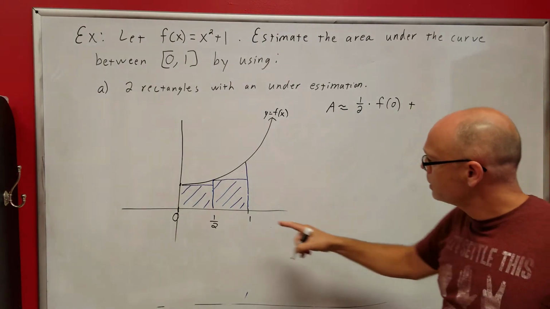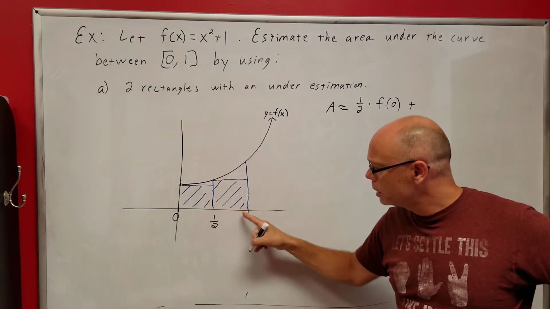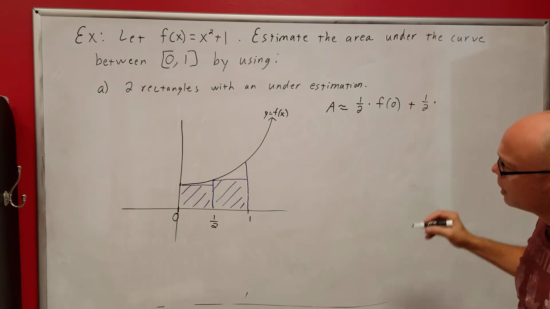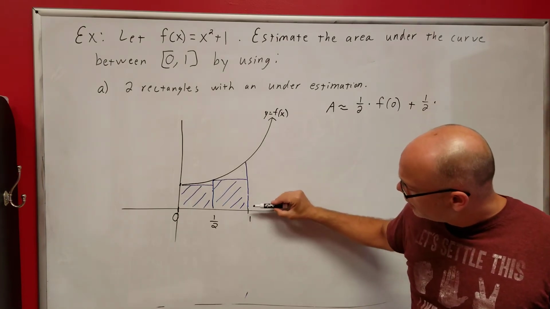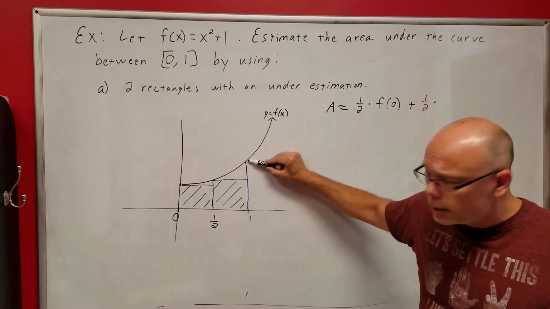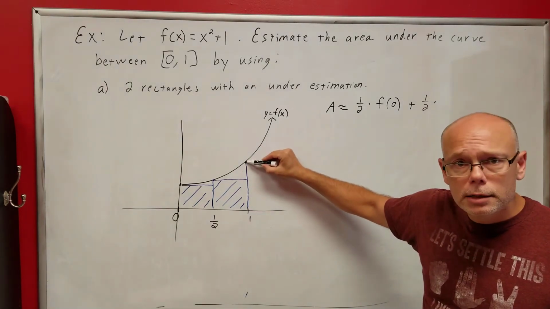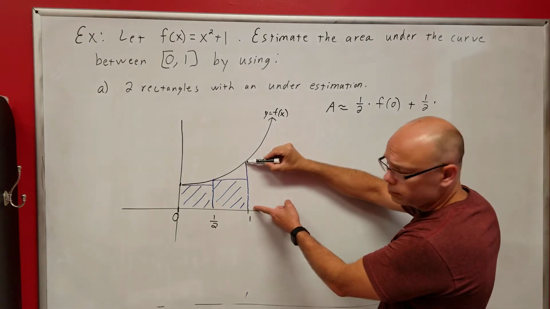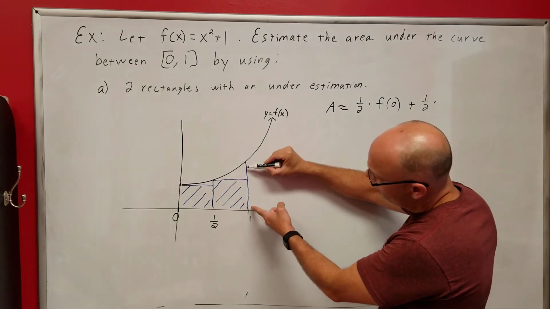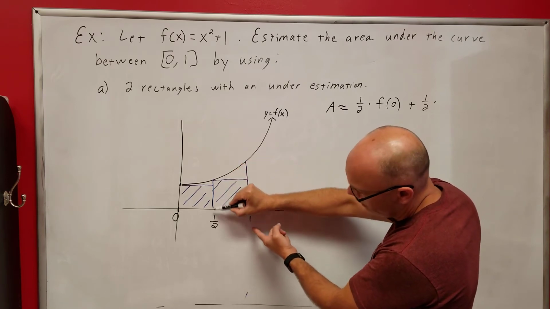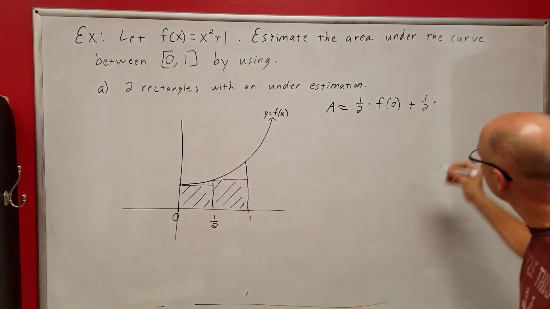Plus the area of my second rectangle. What's the width here from 1/2 to 1? It's 1/2 times the height. Now, the height of this rectangle is not f evaluated at 1. F evaluated at 1 is way up here, that would be from here to here. But no, the height of the rectangle is actually this, right? So it's the same as f at what? 1/2.